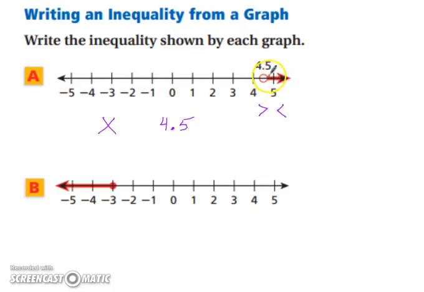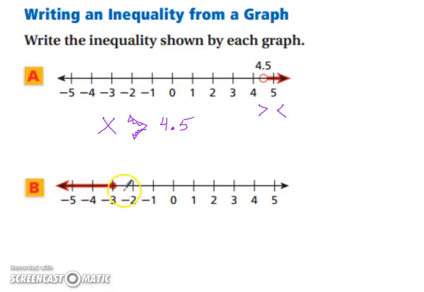Now, all of your x values are greater. You can think of it like an alligator. Which one is the alligator going to eat? The alligator wants the bigger one, right? So if all your x values are bigger, that's where the open side of your inequality symbol is.